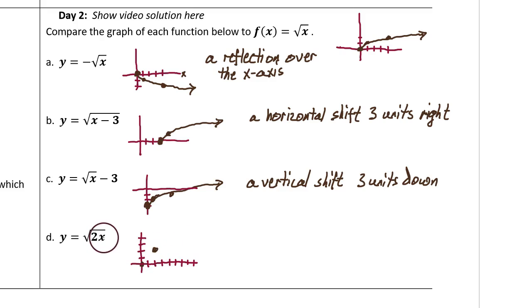What about when x is 8? 2 times 8 is 16, the square root of 16 is 4. So 8 comma 4 is on the graph, and therefore it has this shape to it. Now, how does this compare to the original that's up there in the top right? We might describe this as being stretched by a factor of 2.